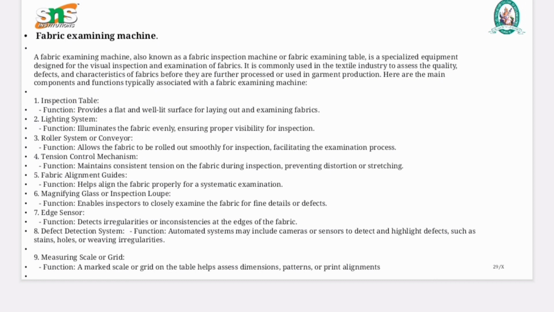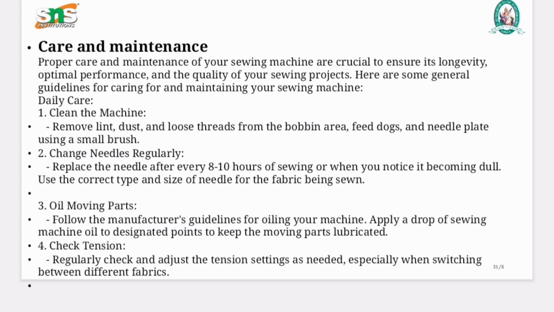Inspection table provides a flat and well-lit surface for laying out and examining fabrics. Lighting system illuminates the fabric evenly, ensuring proper visibility for inspection. Roller system or conveyor allows the fabric to be rolled out smoothly for inspection, facilitating the examination process. Tension control mechanism maintains consistent tension on the fabric during inspection, preventing distortion or stretching.